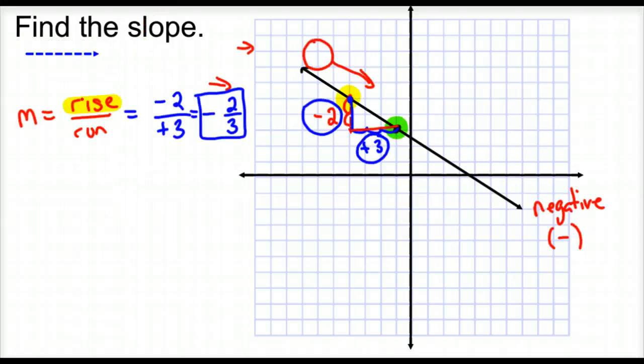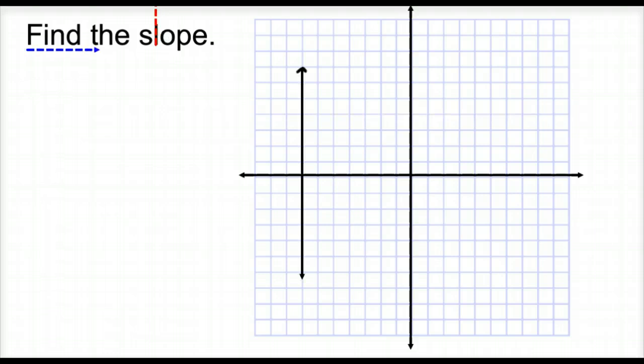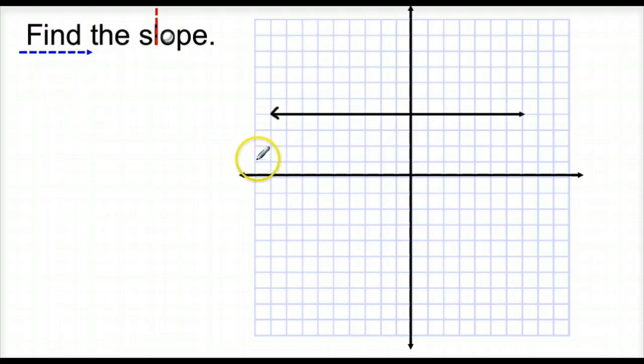Actually, this one's the same graph. We have two special cases. It's case number 1, a horizontal line, and our second case is going to be a vertical line. So the slopes on a horizontal line and a vertical line are a little bit more involved than the last two, where we're counting.